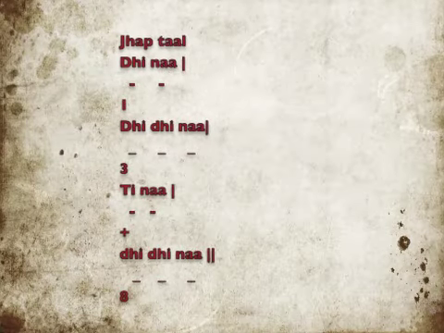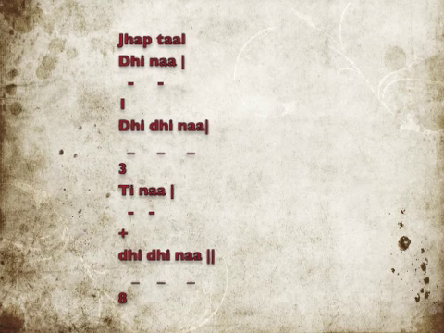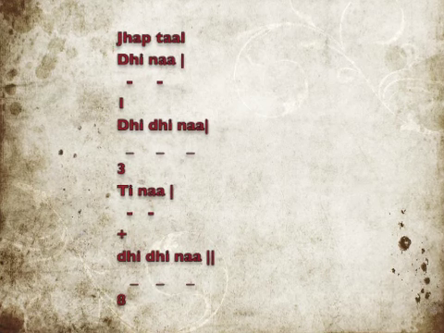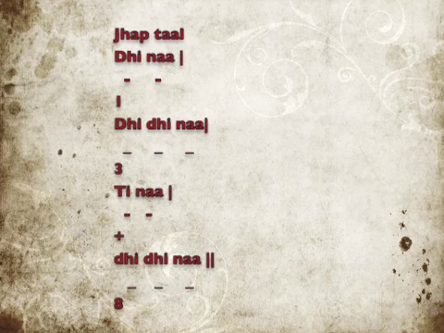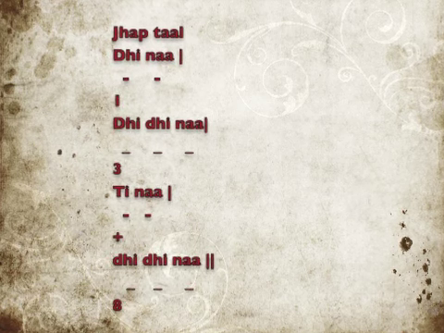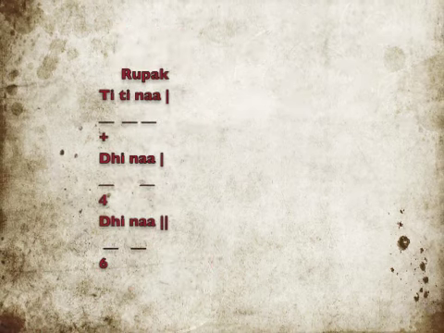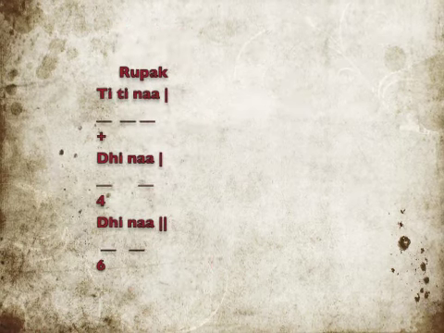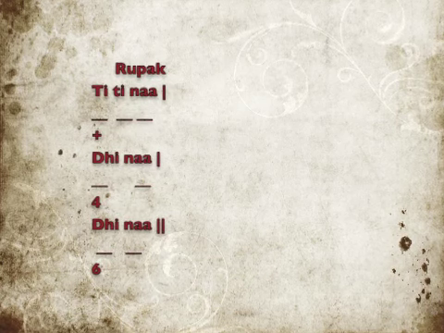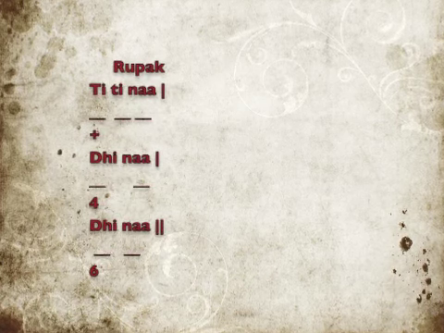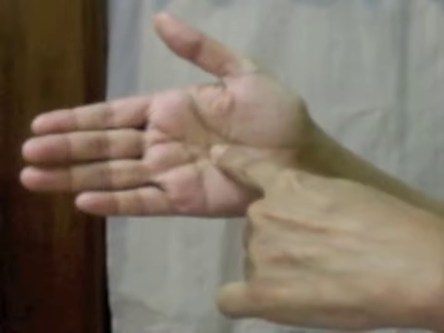Jhaptal has 10 matras, 2, 3, 2, 3 are the khanda or vibhag. First, third and eighth are tali and sixth is a khali. Dina di dina dina di dina. Rupak has 7 matras. First is a khali, which is a sam, and fourth and sixth are tali.